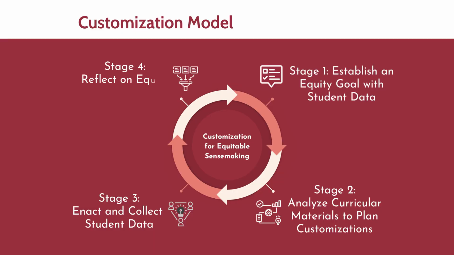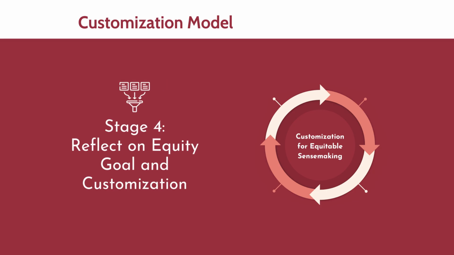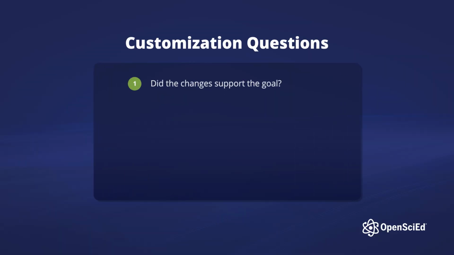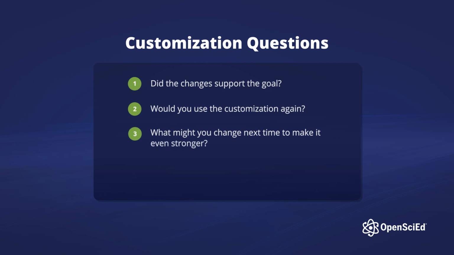The last stage is to reflect on all of the work you just did. This can be an individual process or something you might want to do with colleagues at your school to get feedback. Consider your goal. Did the changes you made support that goal? Would you use the customization again? What might you change next time to make it even stronger? Does this give you ideas of how to customize other lessons?